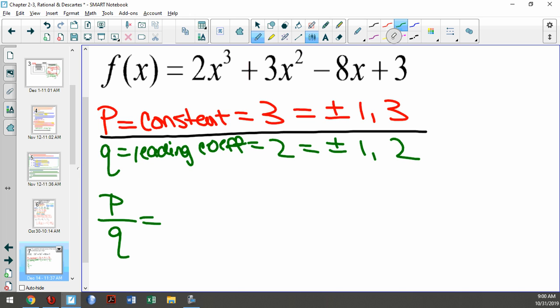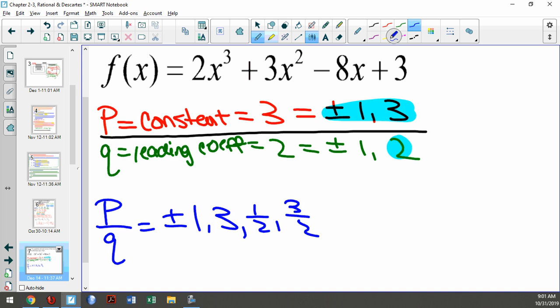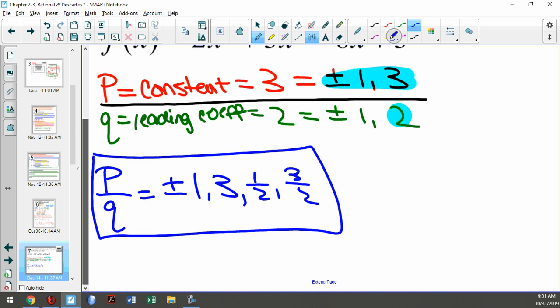So what we're going to do is put a plus or minus at the very beginning. Now I'm going to take all of my P values and divide them by 1. So what is 1 divided by 1? What's 3 divided by 1? So I've done that one. Now I'm going to divide them all by 2. What is 1 divided by 2? What is 3 divided by 2? 3/2. 3 over 2. This is the complete list of P over Q values.